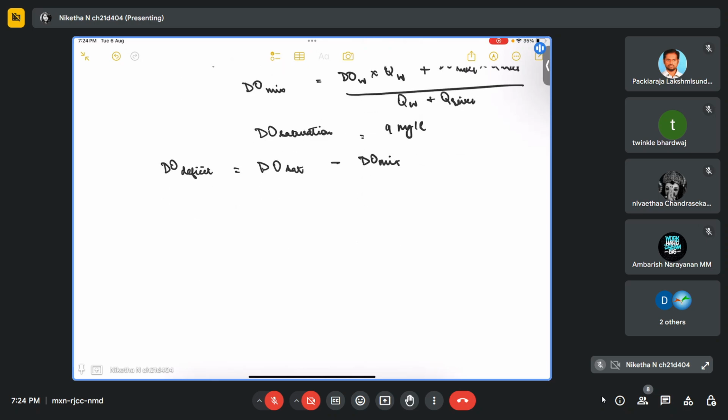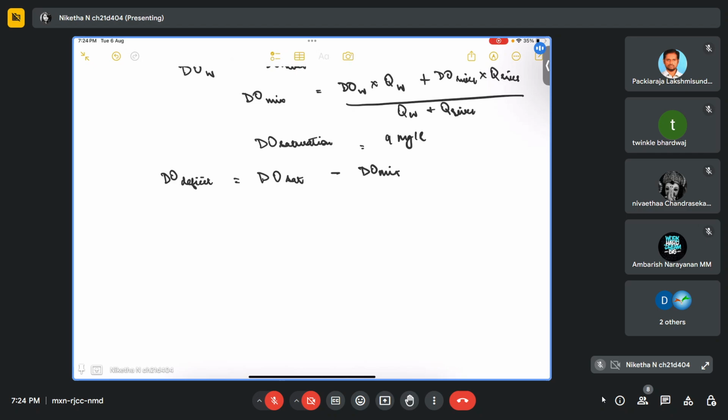So similarly, you can also have an equation for the BOD. BOD is generally represented as L. So the BOD after mixture is going to be the flow rate of the waste stream times the BOD of the waste, plus the flow rate of the river times the BOD of the river, divided by the sum of the flow rate of the waste stream and the flow rate of the river.